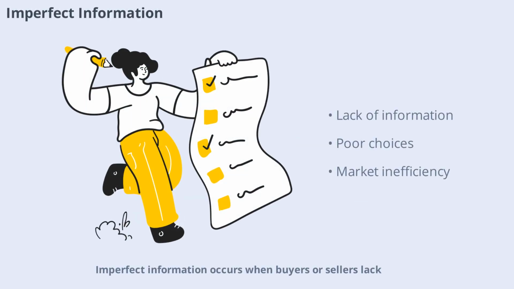Imperfect information occurs when buyers or sellers lack all the information needed to make the best decision. This can lead to poor choices and market inefficiencies. For example, if a buyer doesn't know a car has hidden problems, they might pay too much. Addressing imperfect information can improve market outcomes.